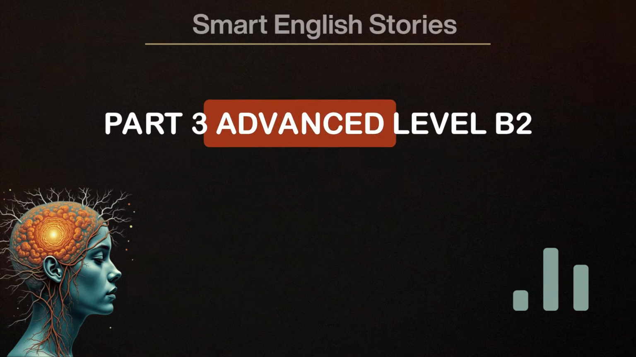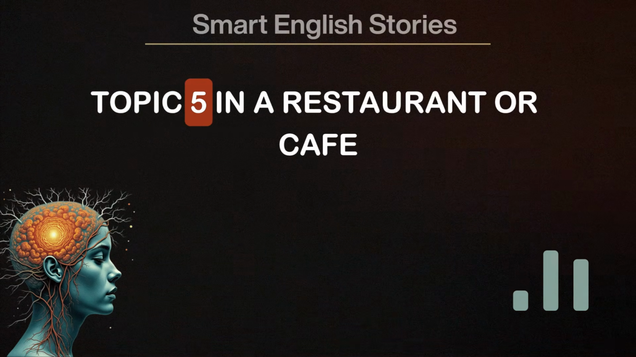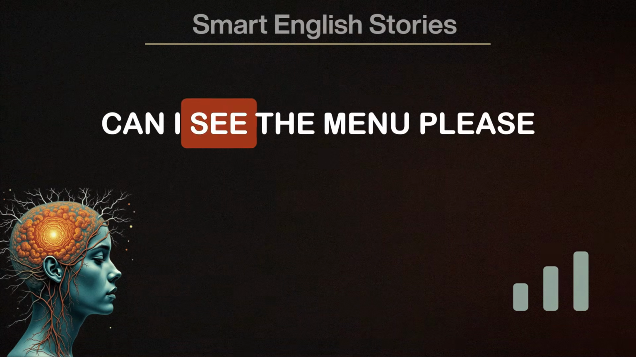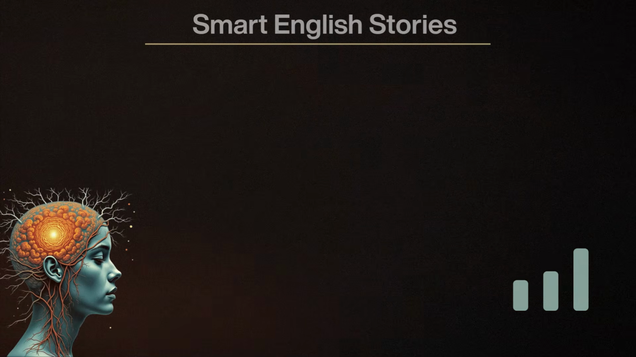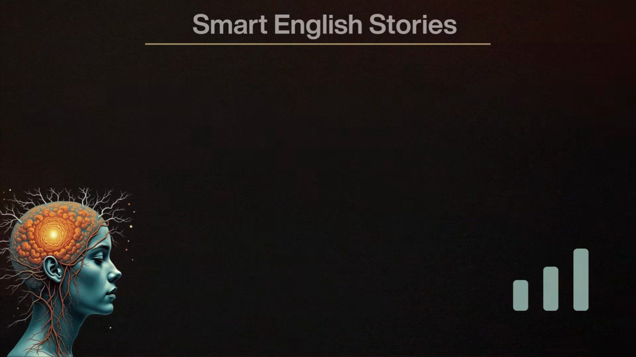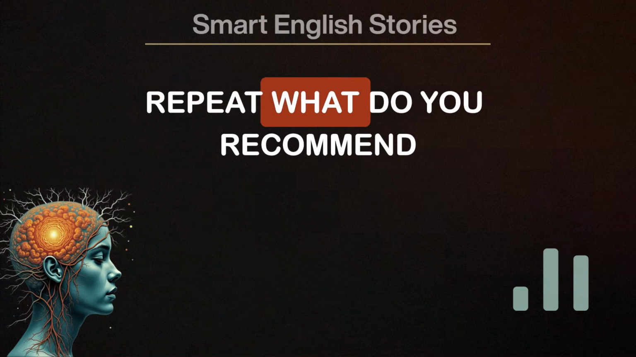Part 3. Advanced Level, B2. Topic 5. In a restaurant or cafe. Can I see the menu, please? Repeat. Can I see the menu, please? What do you recommend? Repeat. What do you recommend?